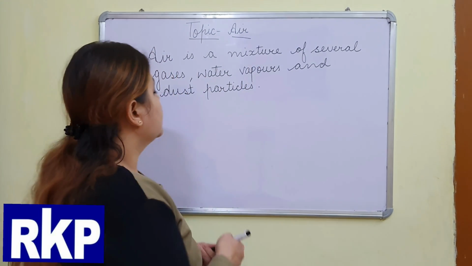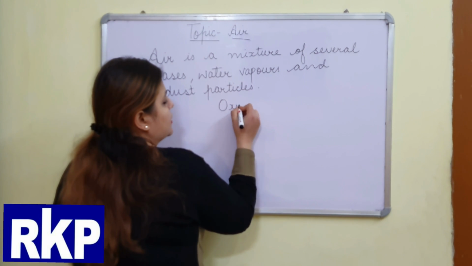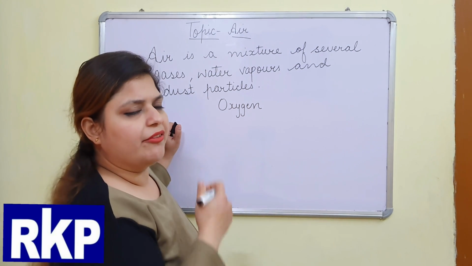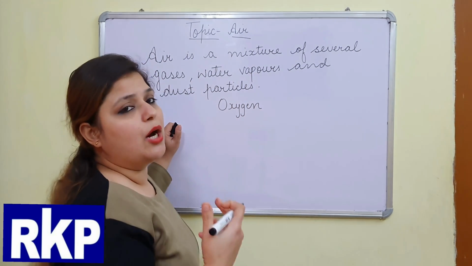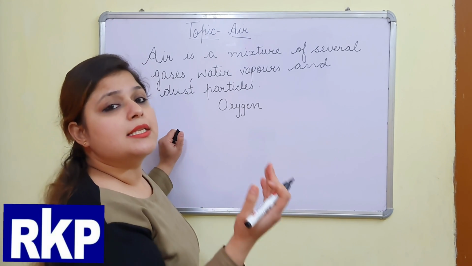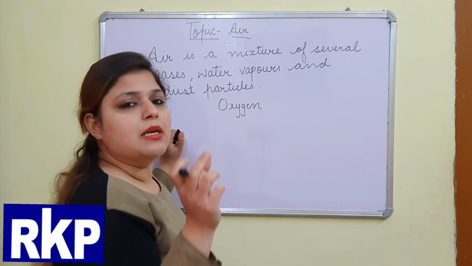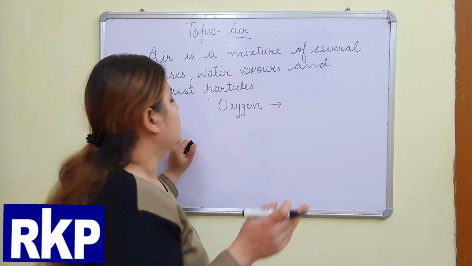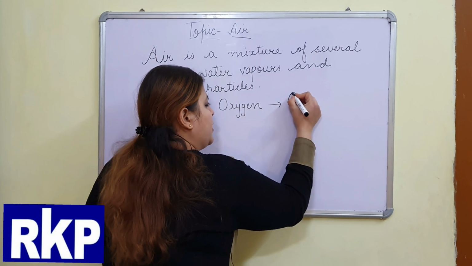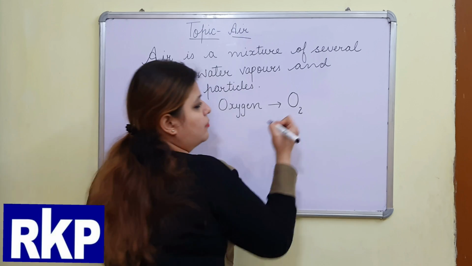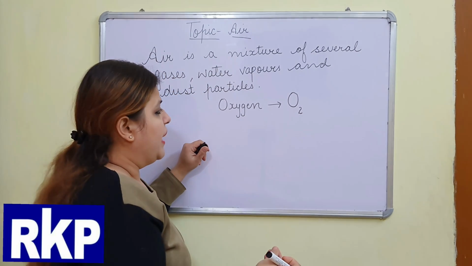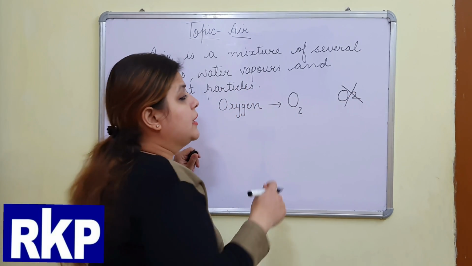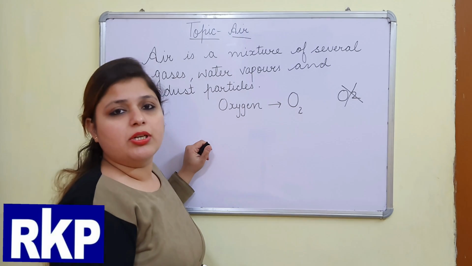What type of gases? Gases like oxygen. How to write oxygen in our language? Our language means science language, means what is the symbol of oxygen? Everyone knows, but most of the students write it wrong. What is the symbol of oxygen? Capital O and 2 at the bottom. I have seen you many times that you write it differently. That is the wrong way to write O2. This is the right way to write the symbol of oxygen.